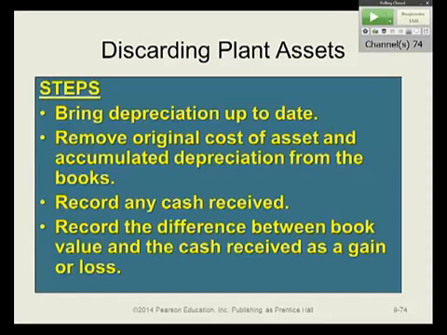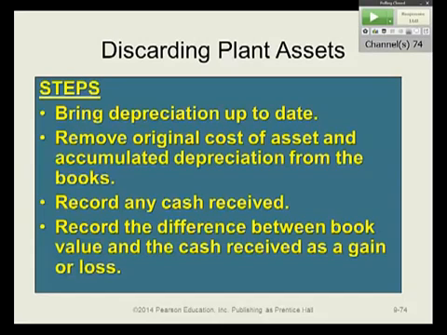The first thing you would do in looking at a disposal is to make sure that the depreciation is up to the date of the sale. Remove the cost and the contra account. So just remember, you always have to remove the net book value of the asset you've sold. Record any cash received, and incidentally, it doesn't have to be cash. You could receive other assets in exchange. And the difference between the book value and the cash received is a gain or loss.